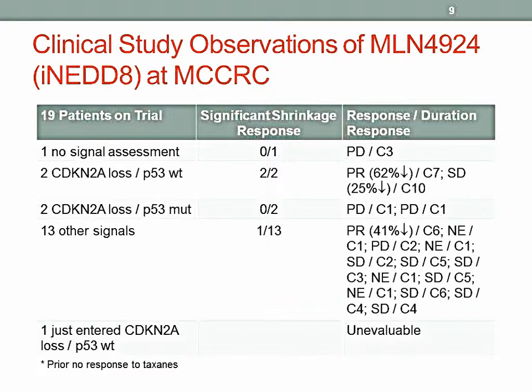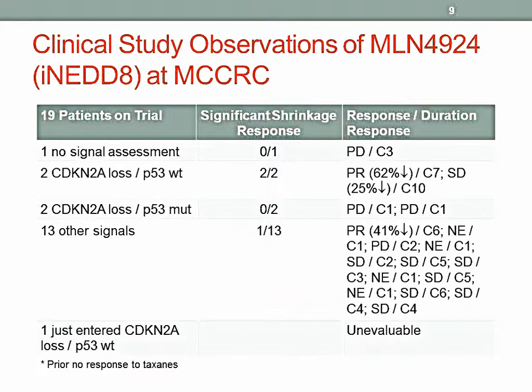shown to have loss of a gene called CDKN2a, which basically is the gene which produces, as you'll see in a moment, a cyclin-dependent kinase, and yet had the wild-type p53 gene, 2 of those patients had a response to the therapeutic. Now, patients who had a loss of that same CDKN2a gene but had a mutant p53, those 2 patients didn't respond, and we looked at 13 other signals. Only 1 out of the 13 patients responded.